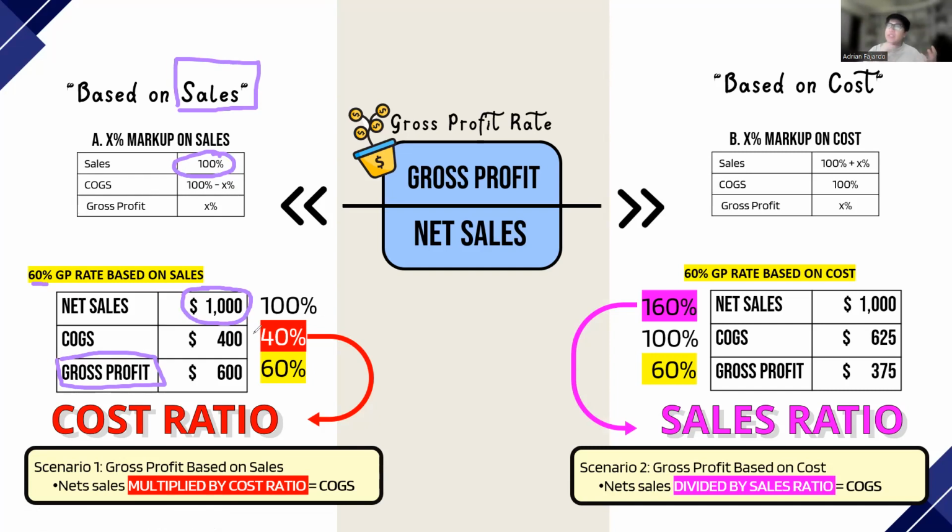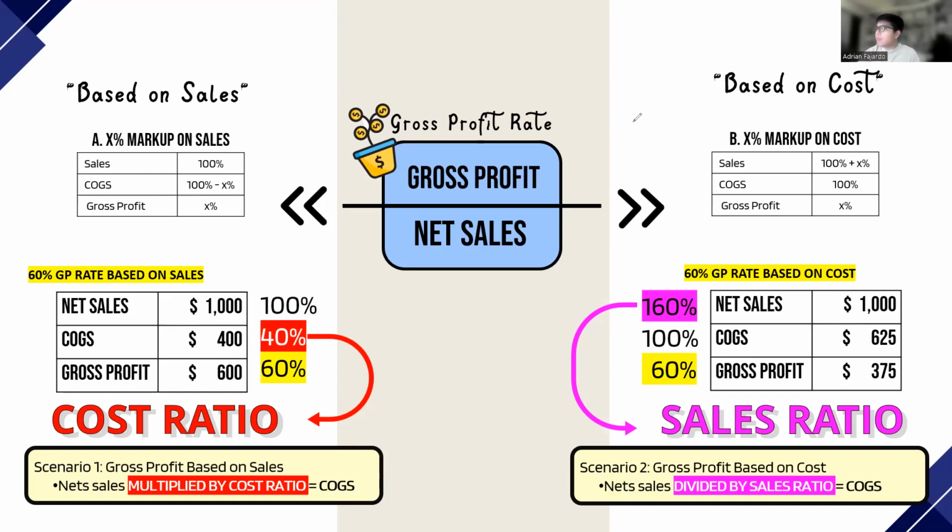So, pag 70% yung gross profit mo, 30% yung COGS, yung cost ratio. So, to solve for COGS, it's just basically net sales of 1,000 times the cost ratio of 40%, it will give you your cost of goods sold of 400.